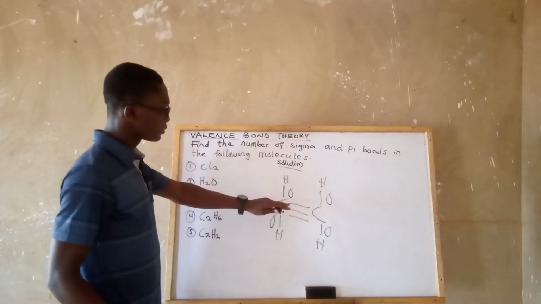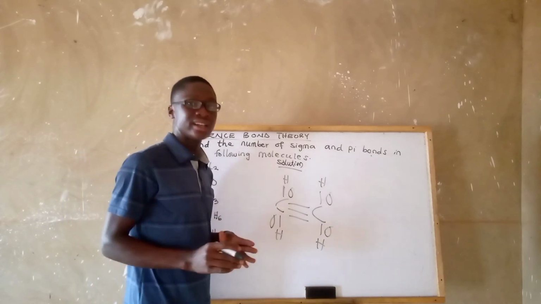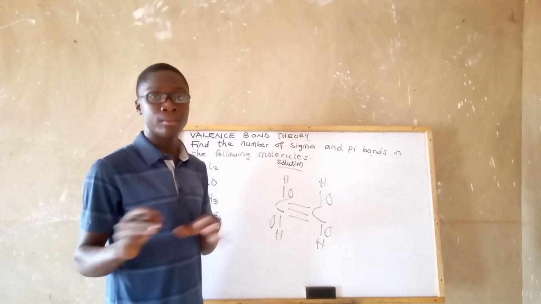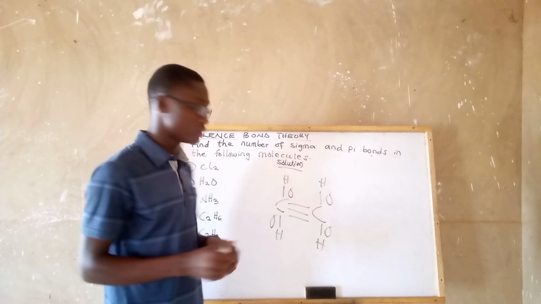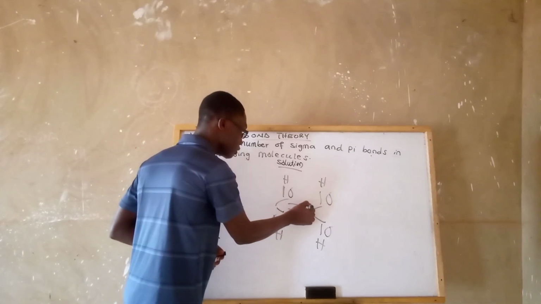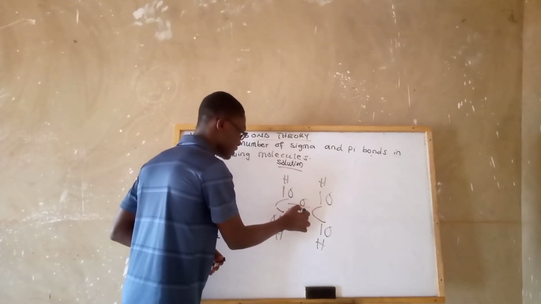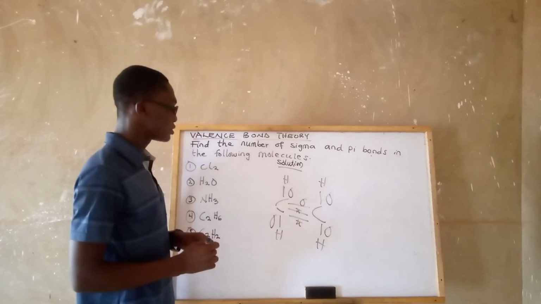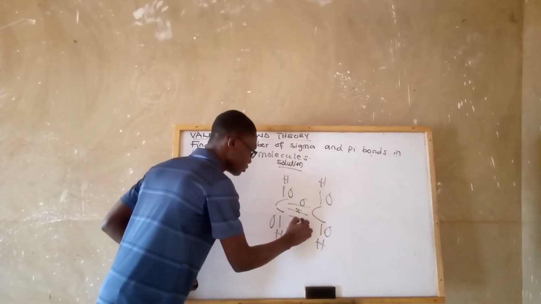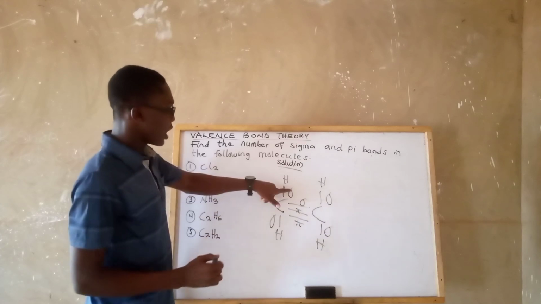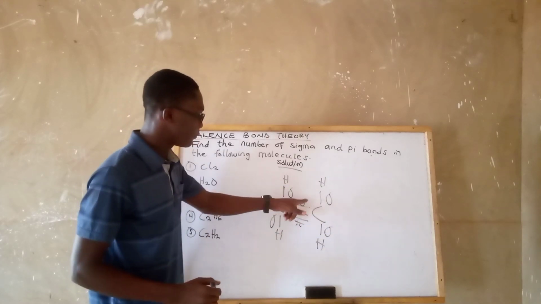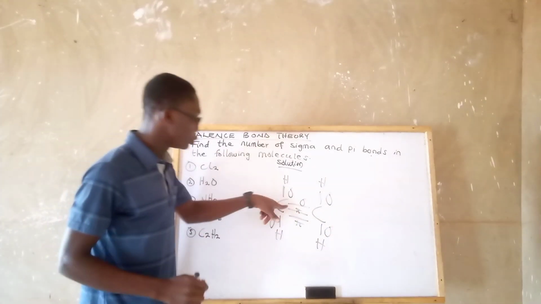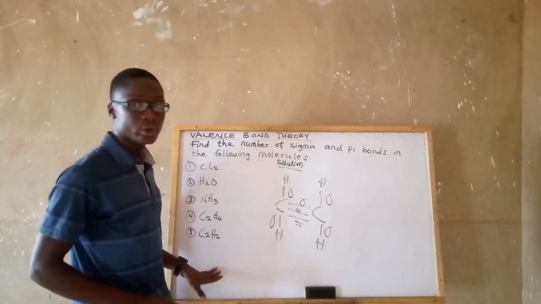Now for this one, you have 3 bonds. Note that the first bond is always a sigma bond, then the rest are pi bonds. So for this one, the first bond is a sigma bond, then the rest, you have a pi bond here and a pi bond here. So it means that you have 1, 2, 3, 4 sigma bonds and then 2 pi bonds in C2H2.